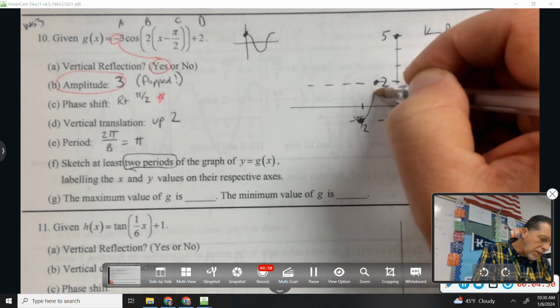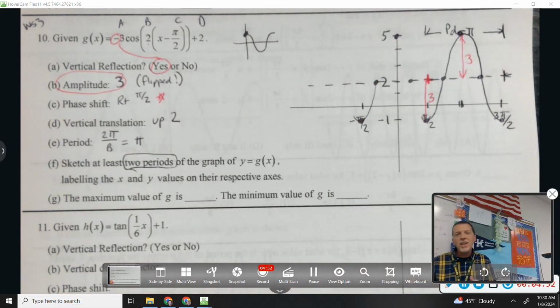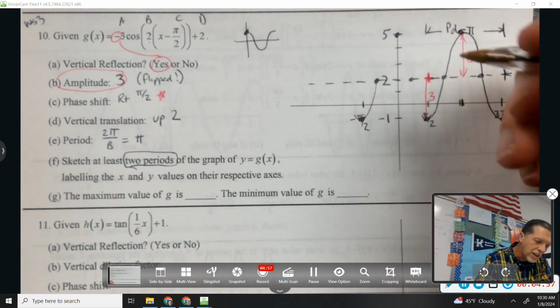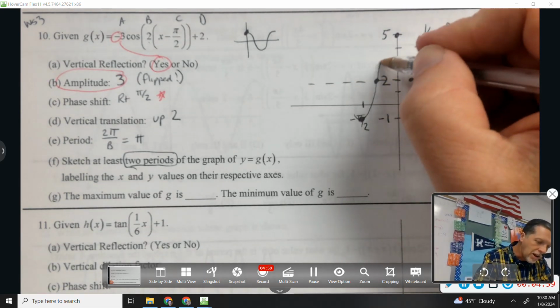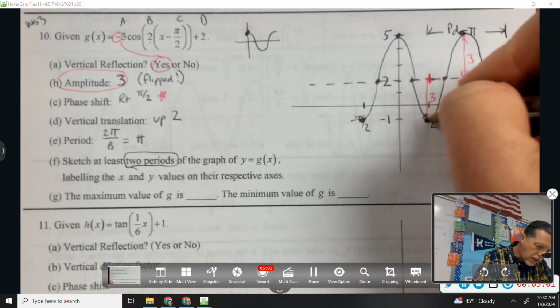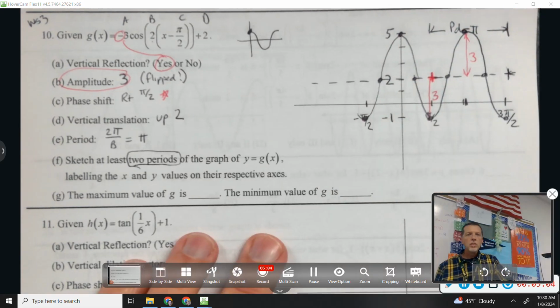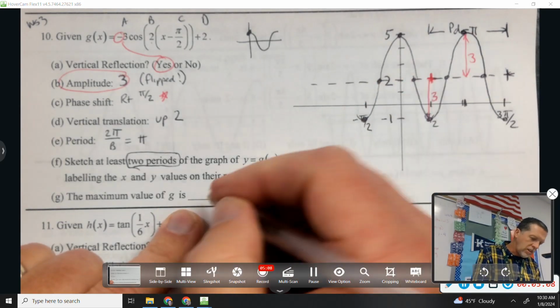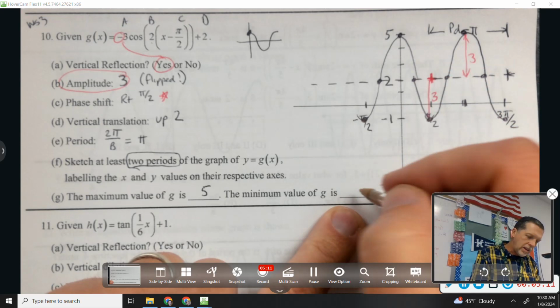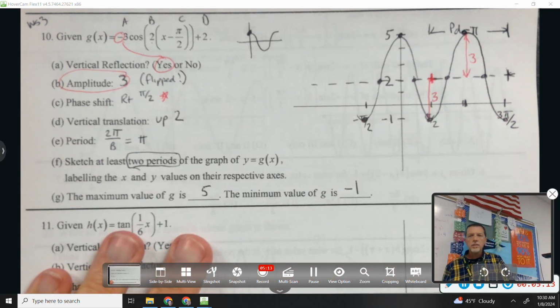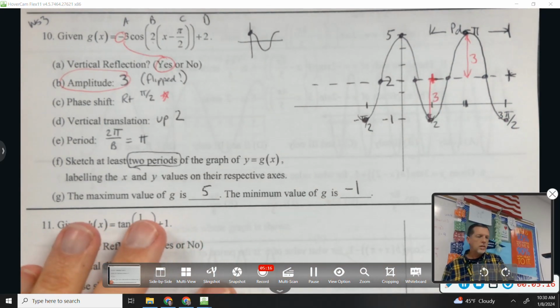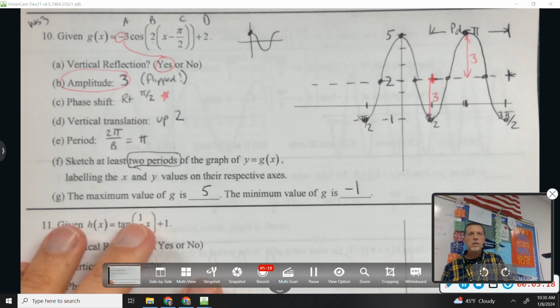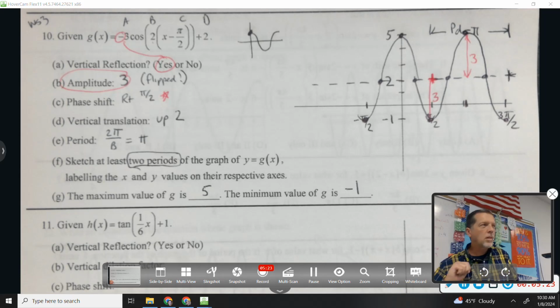And again, as long as you're thinking concave up and concave down while you're drawing it, you'll probably get the curves right, rather than just trying to connect the dots. So we go concave down, concave up. Maximum value of G, well, it got up to 5, and it got down to -1. Other questions on number 10?